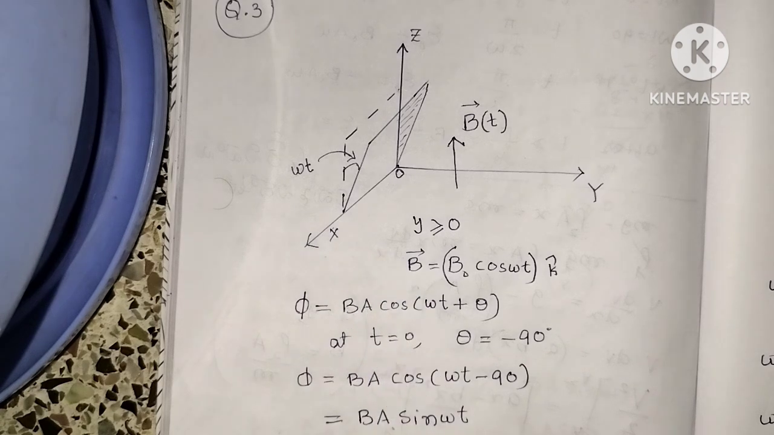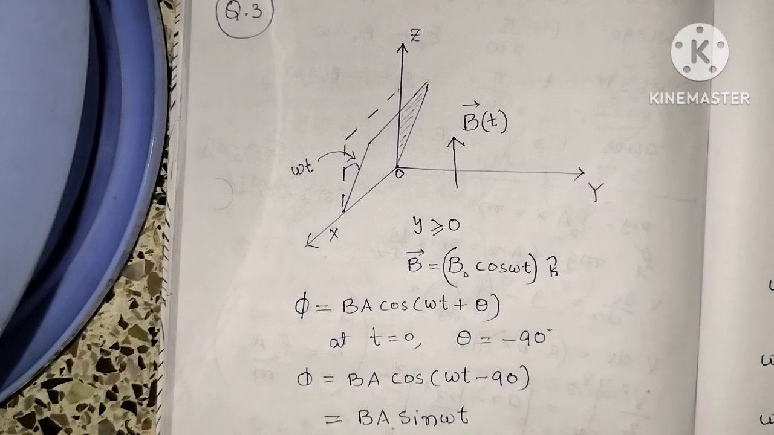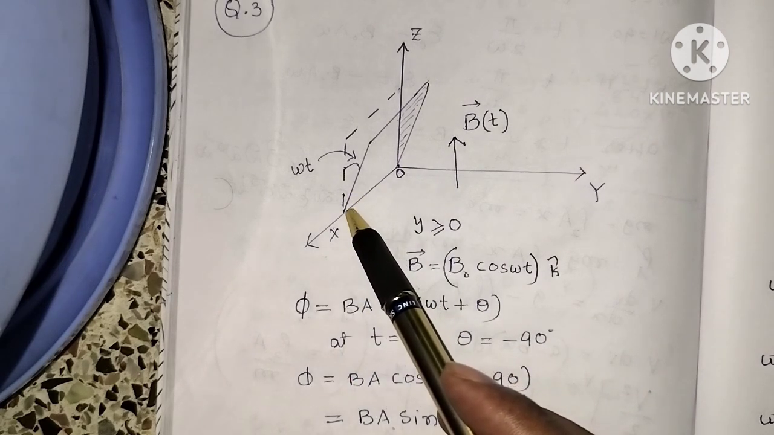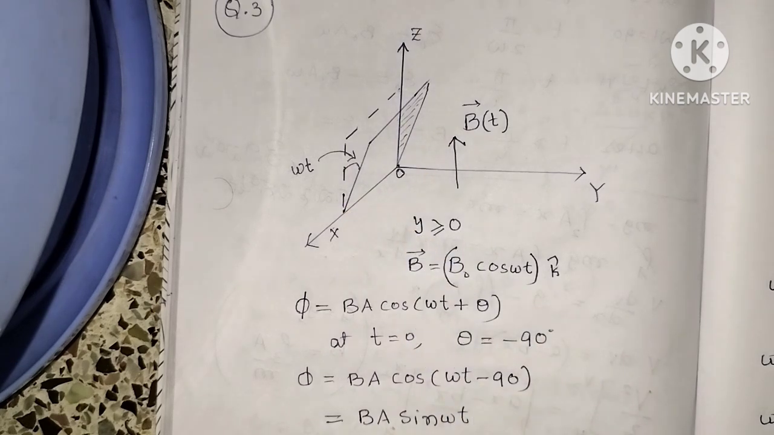What is the question? Find the pattern of induced EMF in the square loop. Means we have to plot the graph of induced EMF in the square loop with time. That is the question.